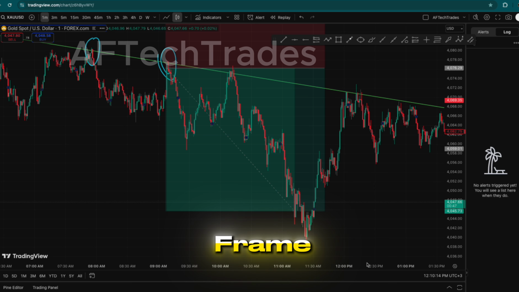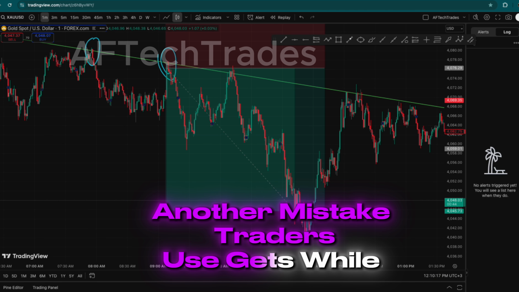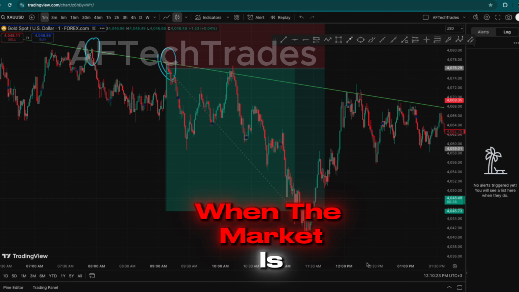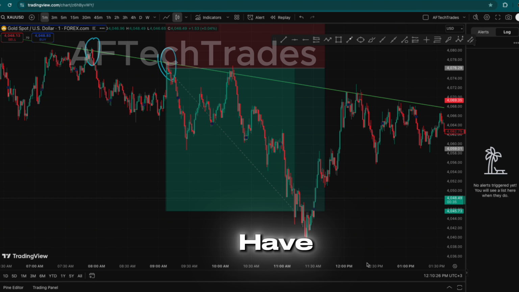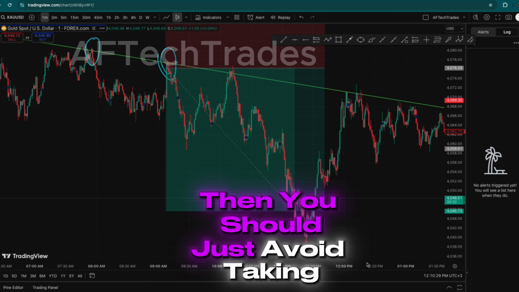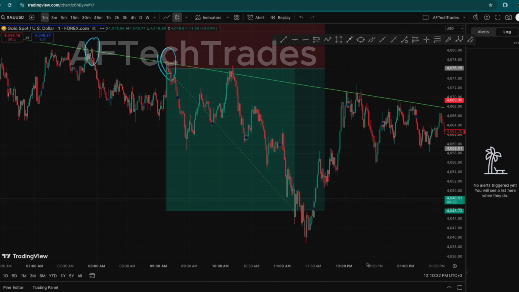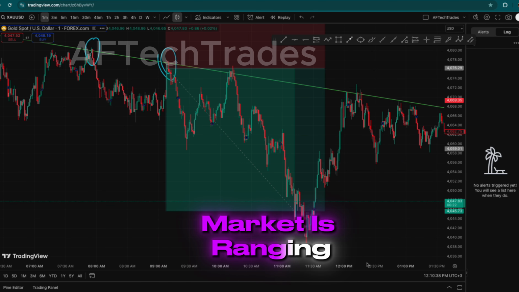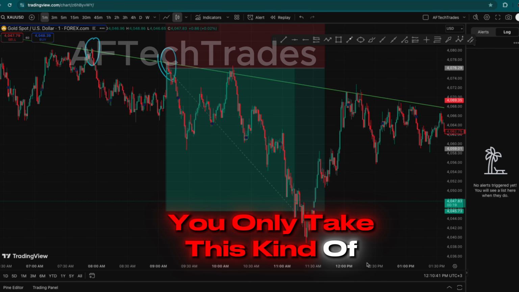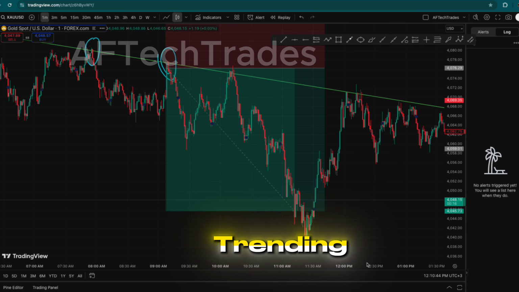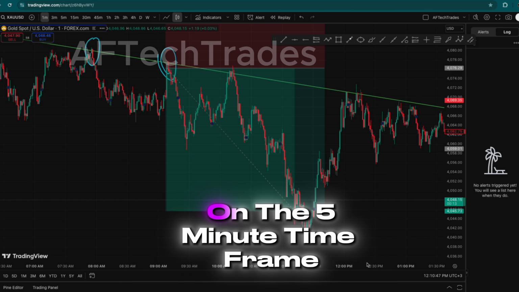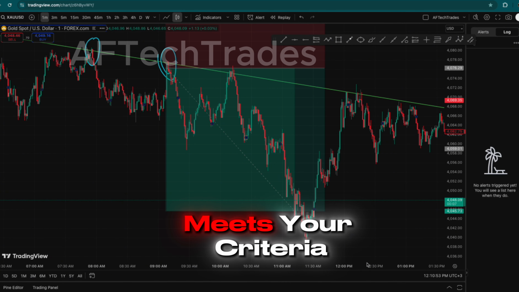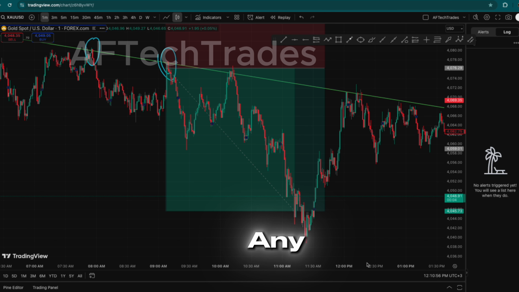On the 1 minute time frame. Another mistake traders make while scalping is taking trades during slow sessions. When the market is very slow or we have a ranging market, then you should just avoid taking trades because you get trapped. That's where they mostly get you trapped and manipulate the market. So once you see that the market is ranging, just avoid it. You only take this kind of trade in trending markets. If you didn't see a trend on the 5 minute time frame, do not take the trade. Be patient. Wait until you see that this meets your criteria before you take any trade.